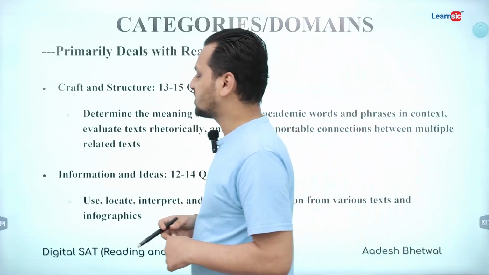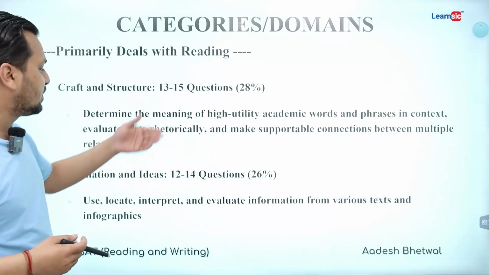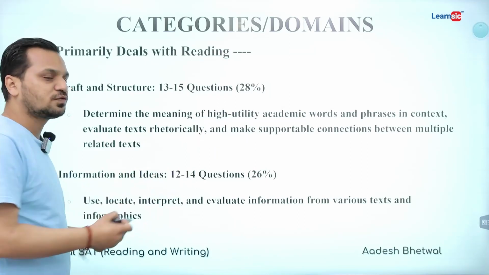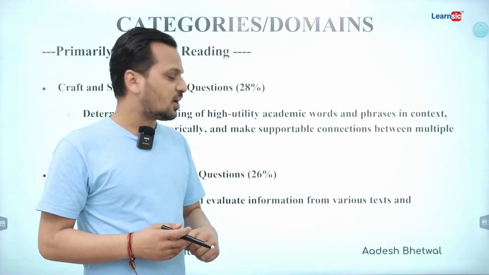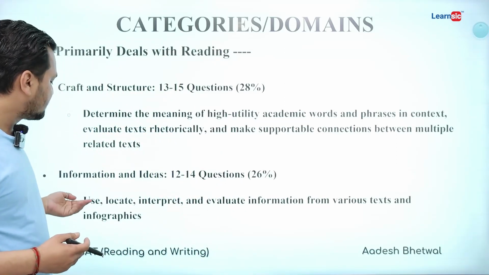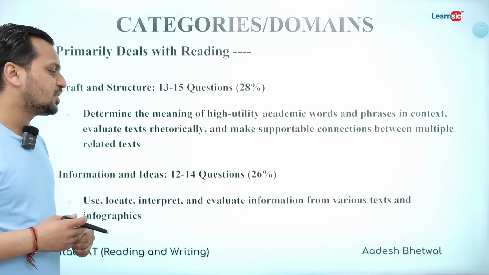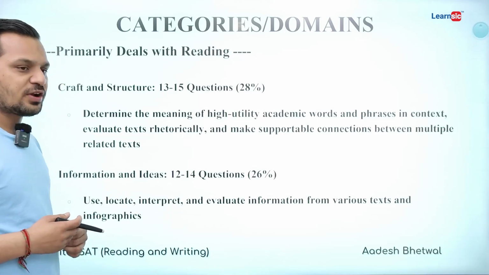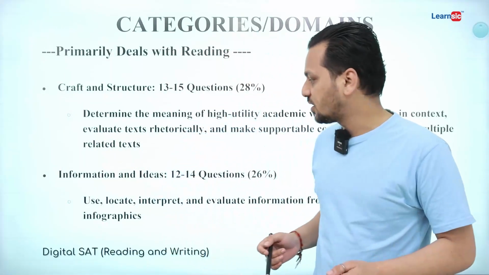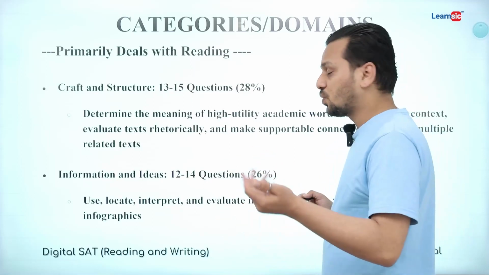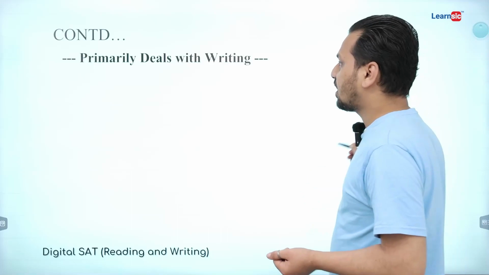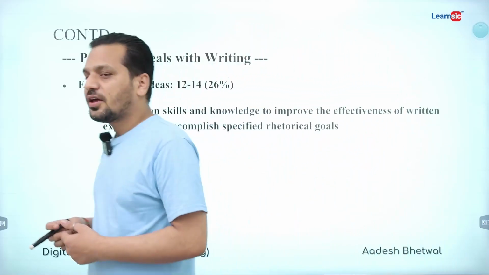And the second category or domain, which again deals with reading, is information and ideas. From this domain, you will be getting 12 to 14 questions, which accounts for 26%. In this case, it will be testing your ability to use, locate, interpret, and evaluate information from various texts and infographics. Again, I'll show the questions of this question type later on, which will make you clear about what it exactly tests.